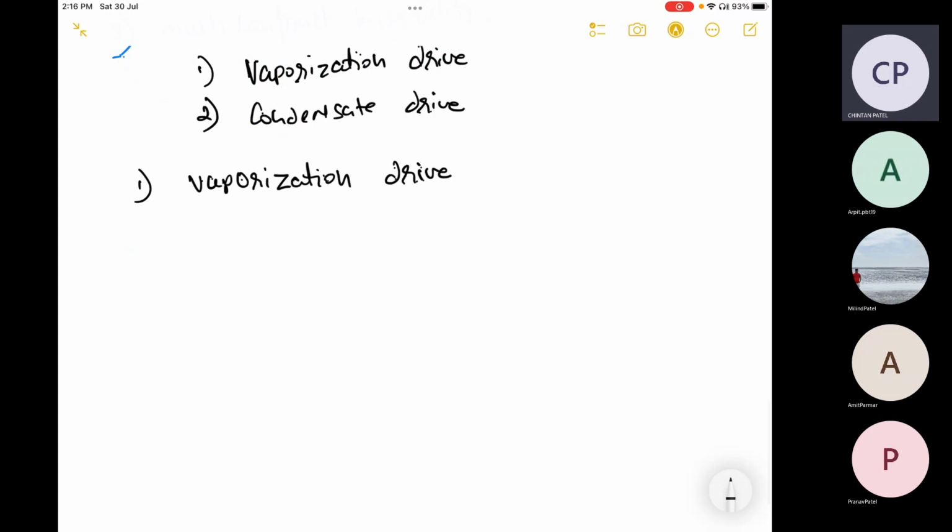So what is the case of a vaporization drive? What we are injecting here are light components such as natural gas or enriched natural gas, or flue gases such as N2, CO2, methane, or not enriched gases. Enriched gases mean intermediate gases. So if we are injecting this kind of light component, what kind of process occurs? We are discussing vaporization drive here.